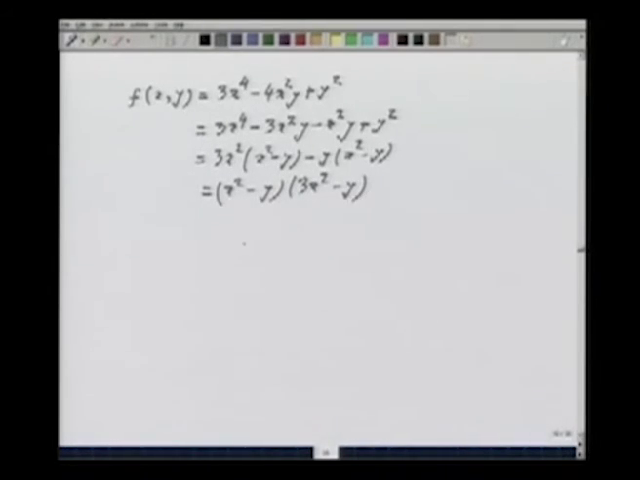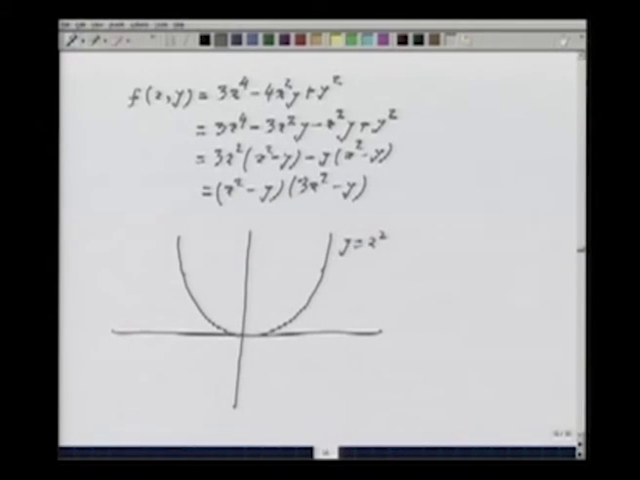Okay. Now again let me draw a picture. What I do is, I draw the curve y equal to x square. When I draw the curve y equal to x square, it looks like this. This is the curve y equal to x square. Now let me draw the curve y equal to 3x square. That will look like this. This is y equal to 3x square.